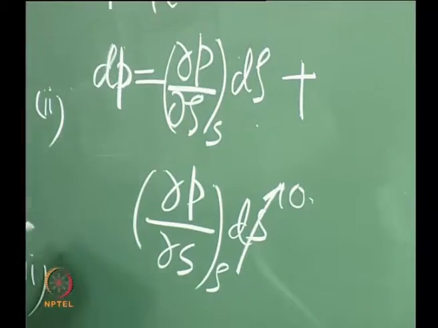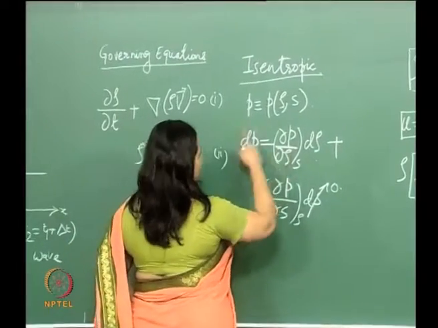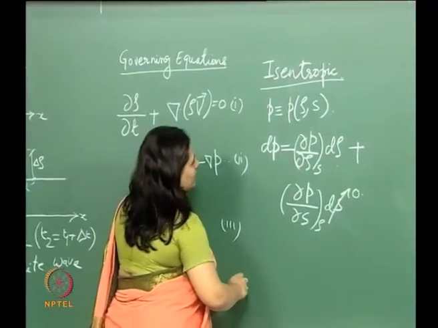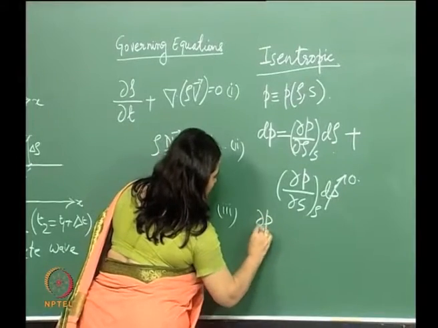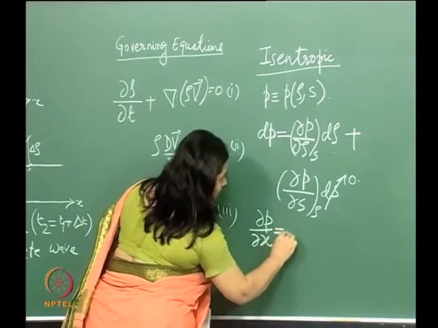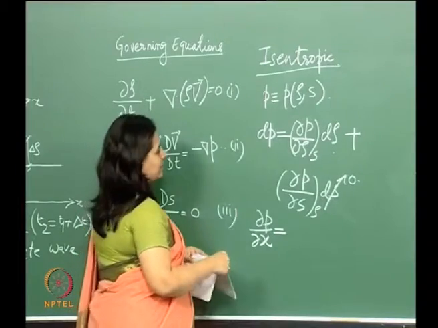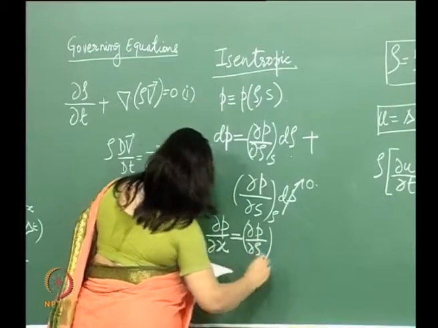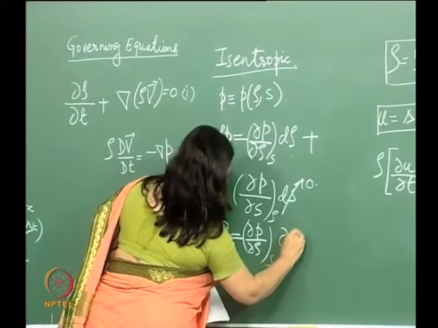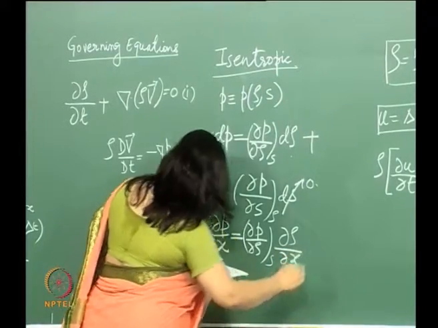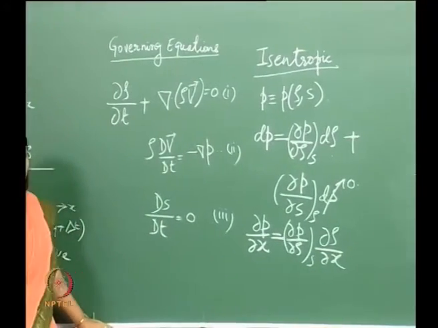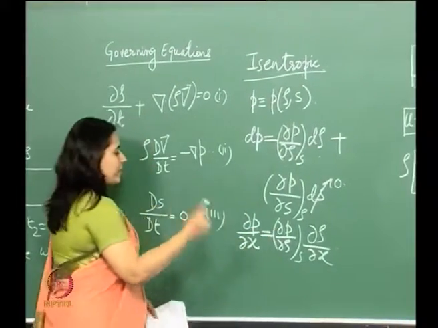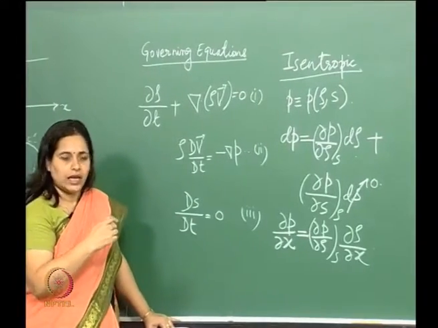Okay. So, let us write the change of this pressure in the x direction. So, del P del x I can write as del P del rho at constant entropy into del rho del x. This is something that I get from here. So, I find out the change in pressure in the x direction.